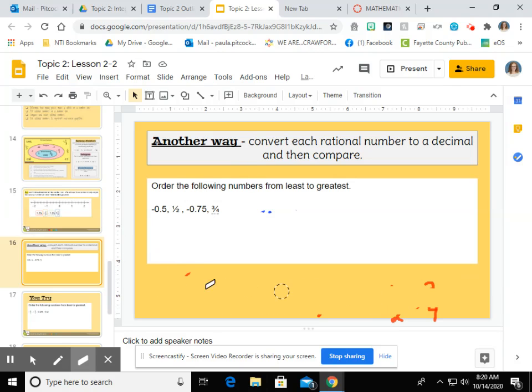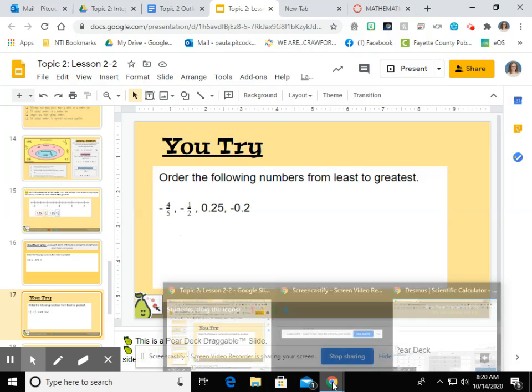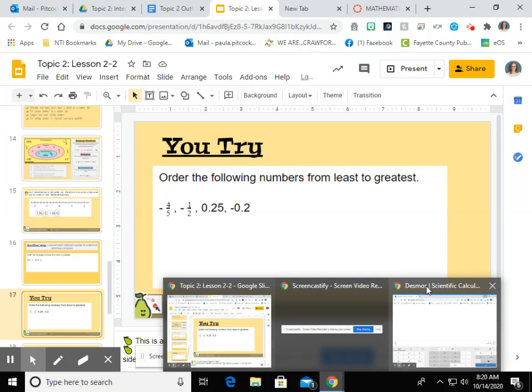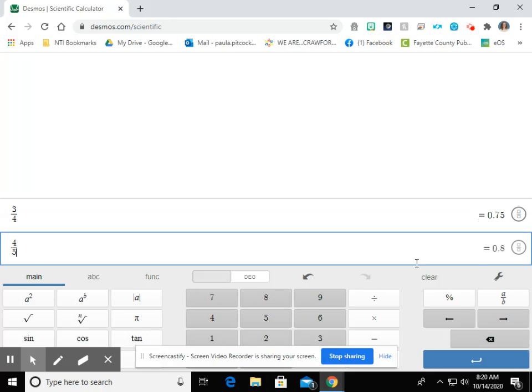I'm going to erase this. And most of the decimals you can convert in your head, but if you need to, you can use a calculator. So the next one, the kids did through Pear Deck. They tried it. I'm still going to do it with you. So I need to change all of these to decimals. So I have negative 4/5. Well, let's go to my calculator. 4 over 5 is 0.8.